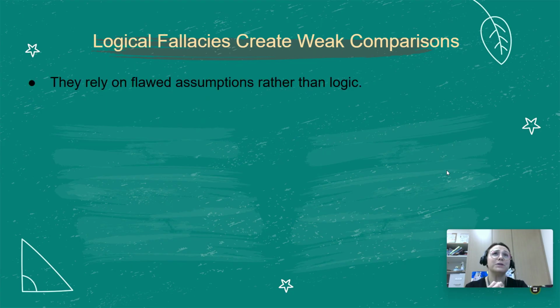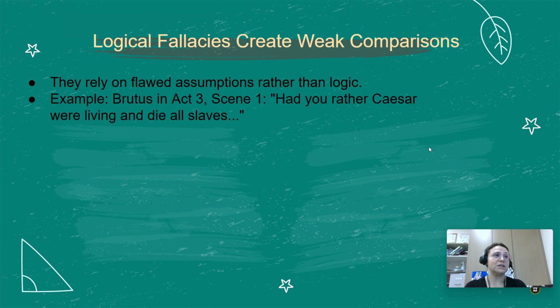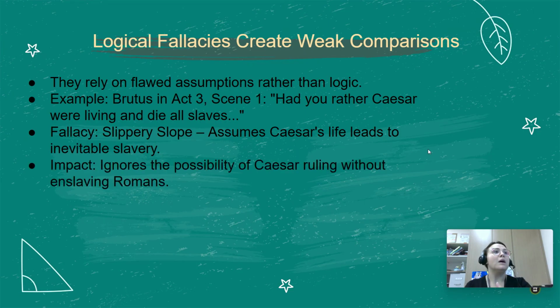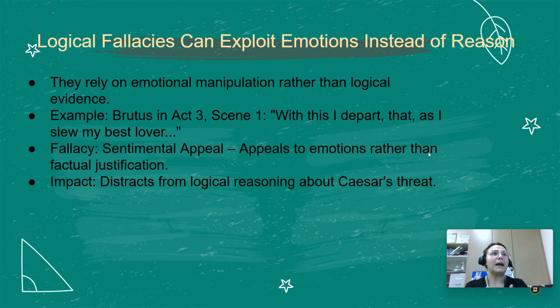So it also will create weak comparisons, because they rely on flawed assumptions rather than logic. So Brutus said, "Had you rather Caesar were living and die all slaves?" That's slippery slope, or even fear tactic, because he's saying if you let Caesar live, then all of us are going to be slaves. That's what will happen. But he ignores the possibility of Caesar ruling without all of them becoming slaves, and he never provided evidence that that would happen. And so they rely on emotional manipulation. Remember that. Do not use logical evidence.